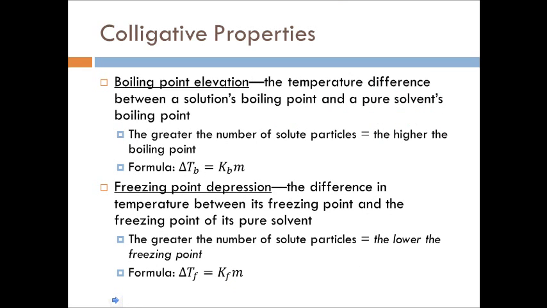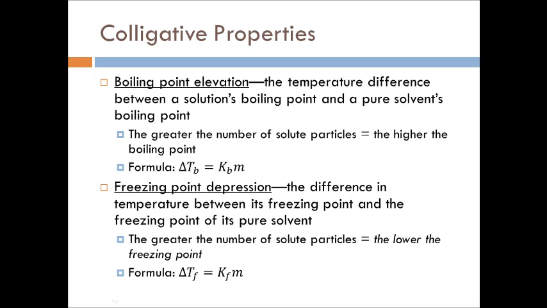Boiling point elevation and freezing point depression are very similar ideas. They're just opposite directions. All right, boiling point elevation basically says when you add something to a pure solvent, you're going to increase the boiling point. Same idea as vapor pressure lowering, there's going to be stronger interactions. So it's going to take more energy to break the interactions to go from a liquid to a gas. So you're going to increase the temperature.